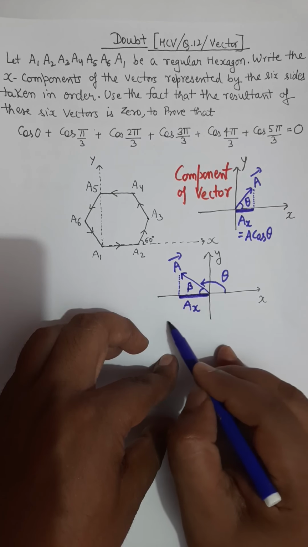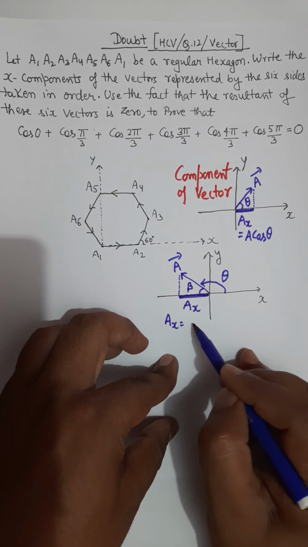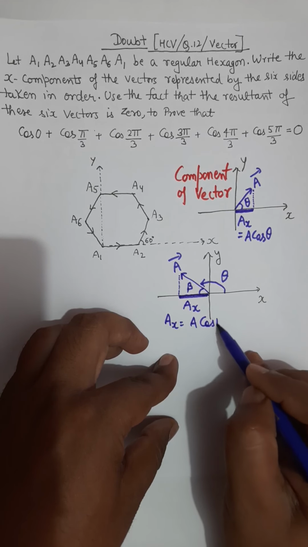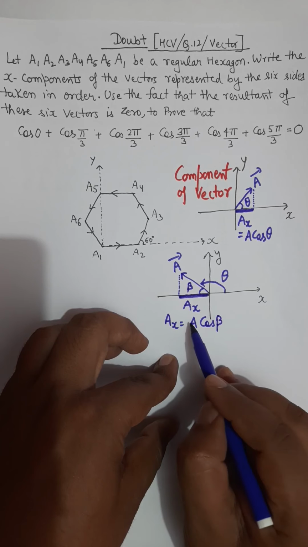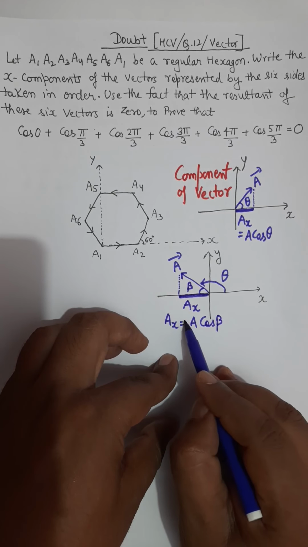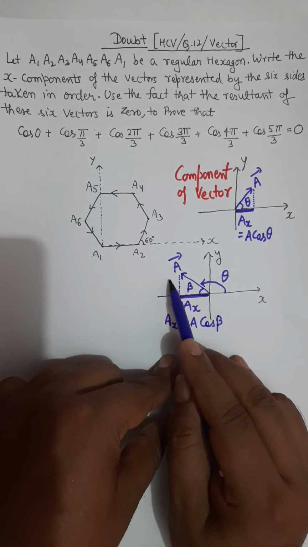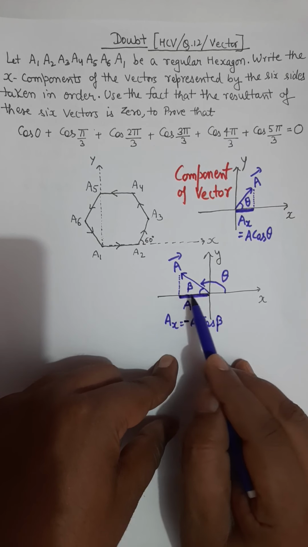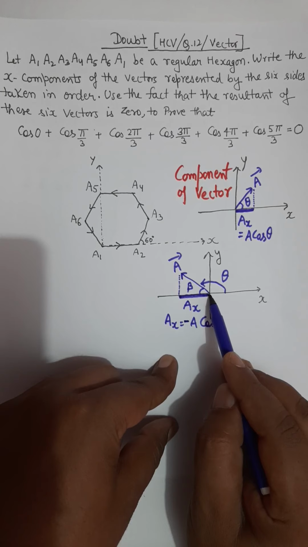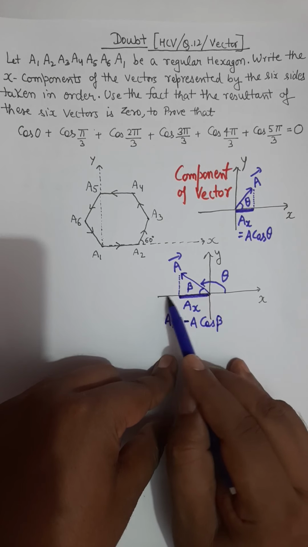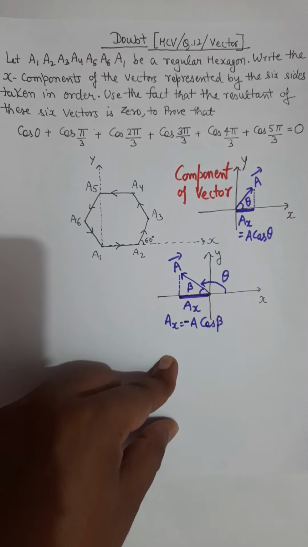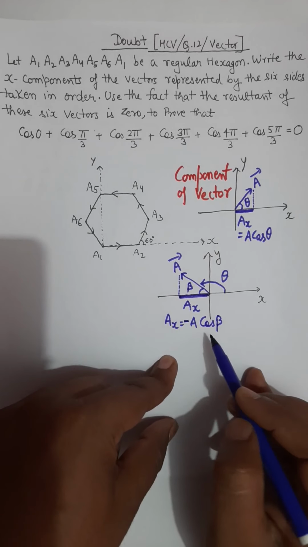From this triangle you will find that ax equals a cosine beta, and you will put a negative sign here. You will put a negative sign because of the second quadrant. This x component is in the second quadrant, and as per coordinate geometry, any length which is to the left side of the origin is a negative length.